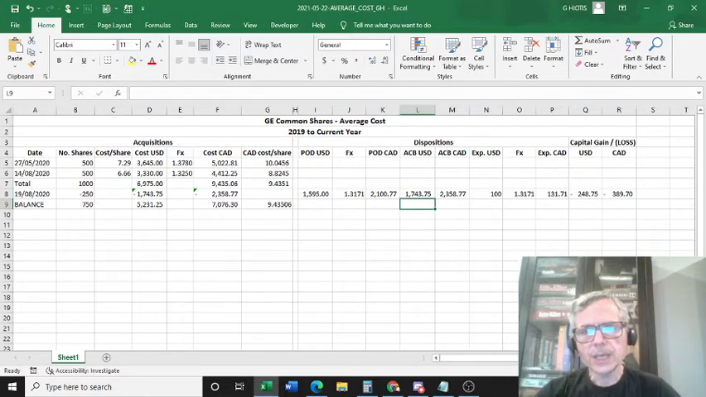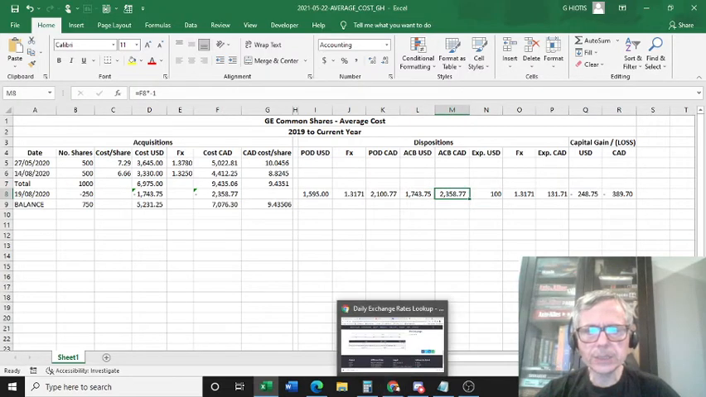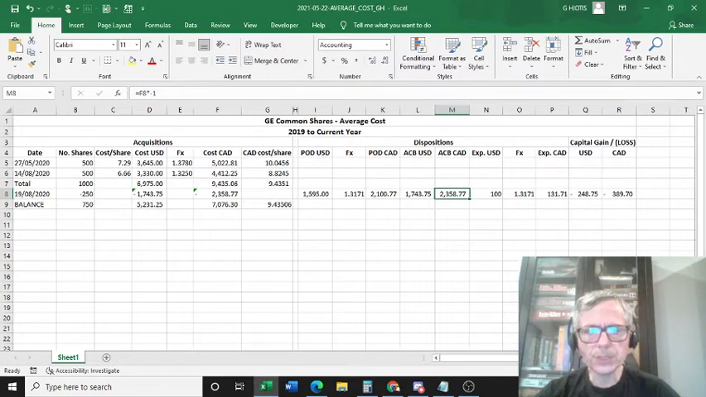$2,100.77. My ACB in US dollars was 1,743, or 2,375.77 converted into Canadian dollars. Again, this $2,358 is based on the total average cost of $9.44 Canadian multiplied by 250.